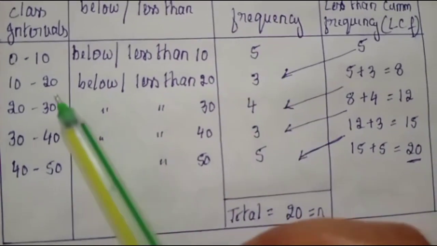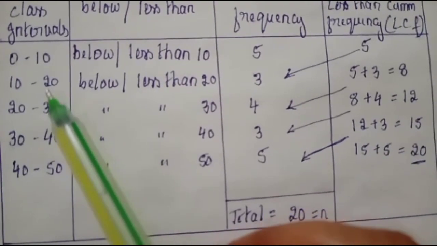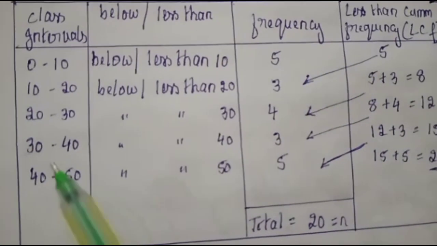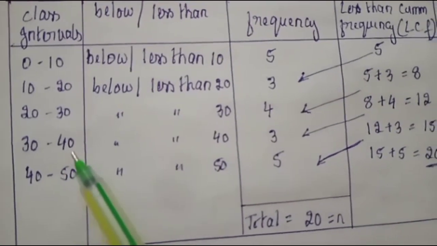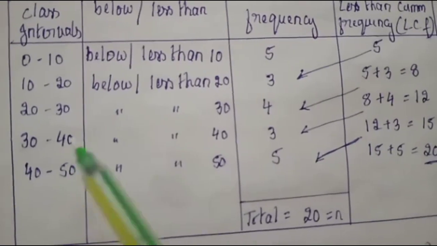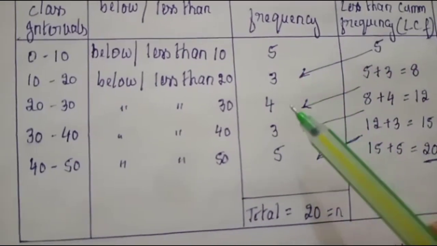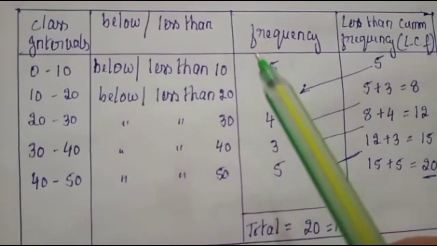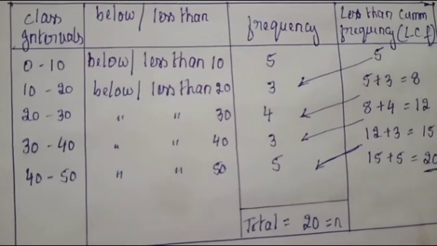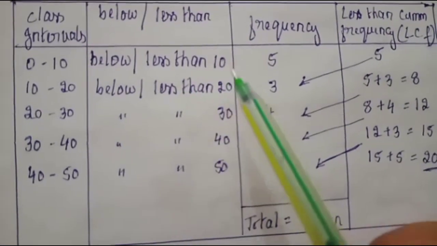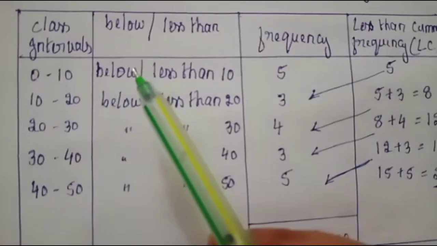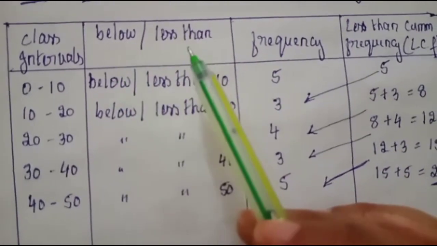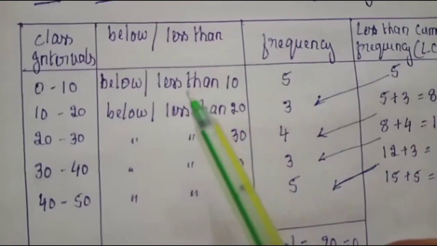What is the less than 10? 5. Then how many children scored less than 20? You add 5 plus 3, that is 8. Similarly, if I ask how many children scored less than 40 marks, we add 5 plus 3 plus 4 plus 3. Like that. Remember always, LCF means less than cumulative frequency, in other words, less than upper limits. Here I have written it. You may come across these two words, below or less than, for less than cumulative frequency.